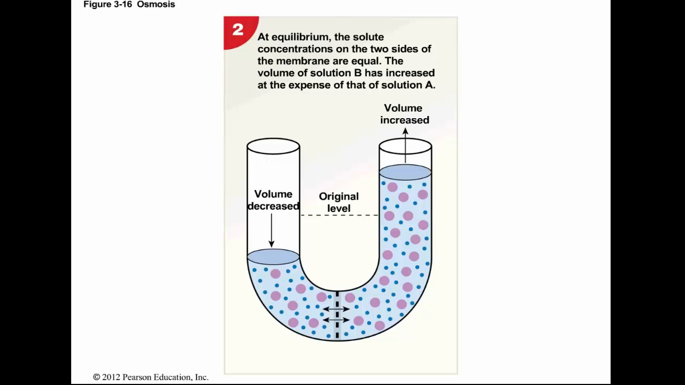Here, what happens is that we have equilibrium. So the solute concentration on the two sides of the membrane are equal. The volume of water has moved to create an equilibrium, and you can see that there's a dotted line in the middle, which is the original level. So it's only the water that has moved, not the solutes, because they're too big to move through. You can see the diagram shows that the little gaps in the membrane are only big enough for the little blue dots representing the water to move through, but not the big pink dots.